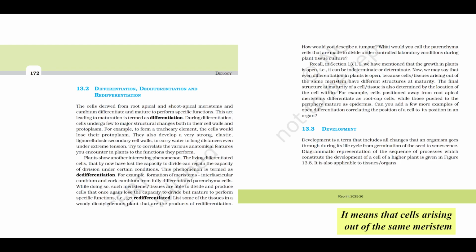It means that cells arising out of the same meristem can end up having different structures at maturity. Their fate isn't predetermined solely by origin, and crucially, the final structure is also determined by the location of the cell within the plant body. Position matters immensely. Location determines fate. Give me an example. Okay, think of the root tip again. Cells positioned away from the very tip, but near the meristem, differentiate into protective root cap cells. But cells pushed towards the periphery, the outside, mature as epidermis, the outer skin. Same origin, different location, different fate.